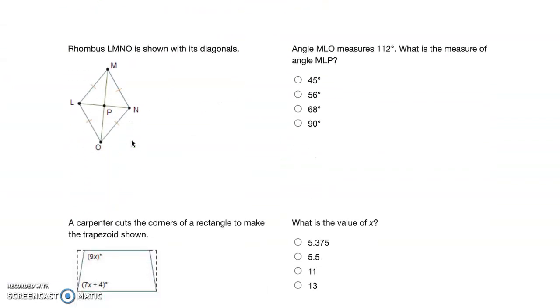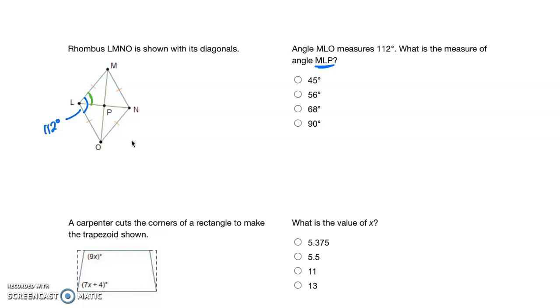So in this one we have a rhombus. It's shown with its diagonals. Angle MLO, this whole angle right there, is 112 degrees, and we want to find the measure of angle MLP. Well, MLP is just this section halfway. So MLP is just from here to here.